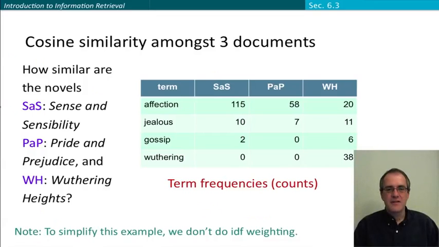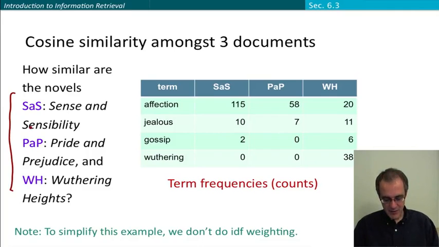Okay, let's now go through this concretely with an example. In this example, what we have is 3 novels of Jane Austen's, and we're going to represent them in the vector space length normalized, and then work out the cosine similarity between the different novels. So in other words, there isn't actually any query vector, we're just working out the similarity between the different novels that are our documents.